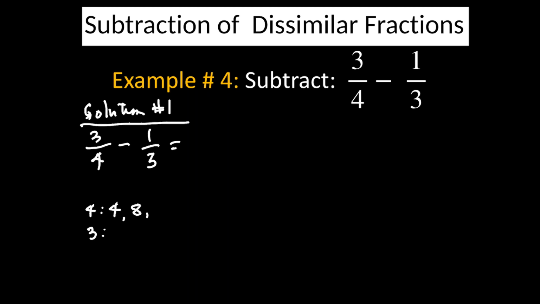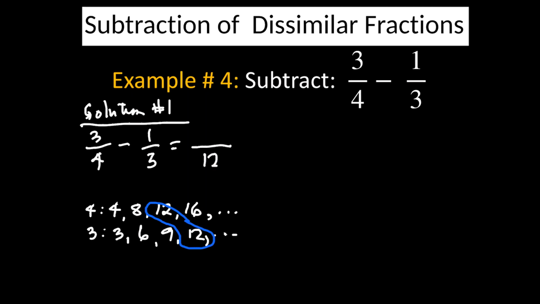So multiples of 4: 4, 8, 12, 16, and so on. What about for 3? We have 3, 6, 9, 12, and so on. And if you notice now, we have the least common multiple of 4 and 3, which is 12. Okay, and that is our least common denominator.